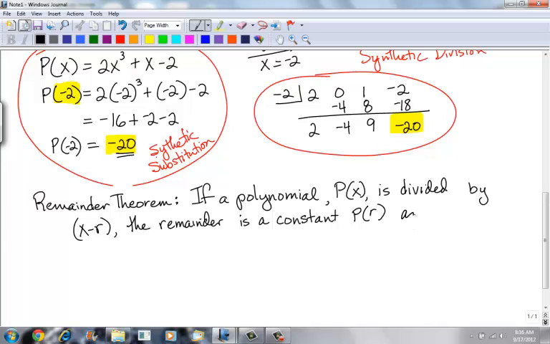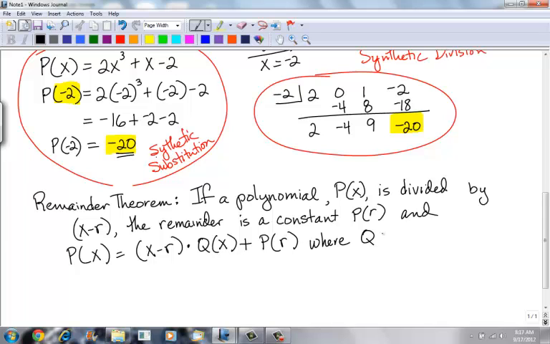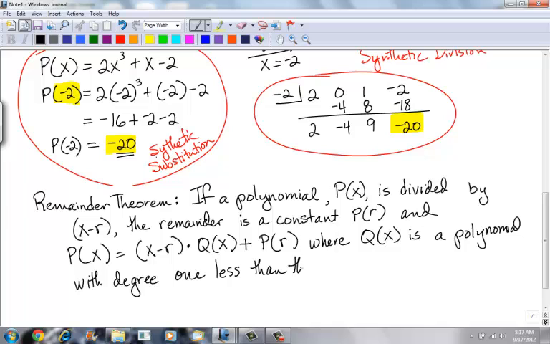Okay? And the polynomial p of x equals x minus r times the quotient q of x plus the remainder p of r, where q of x is a polynomial with degree one less than the degree of p of x.